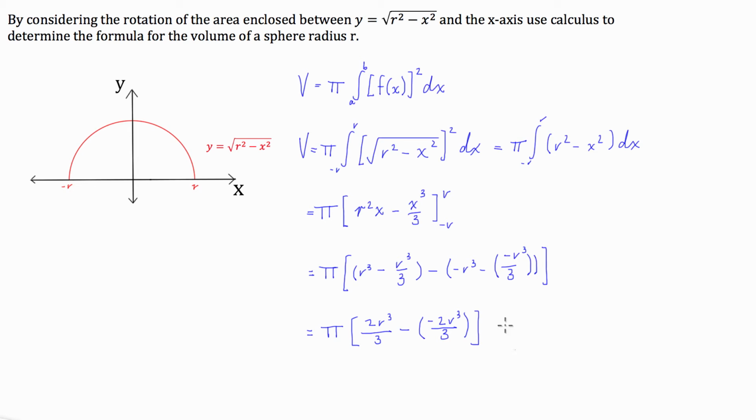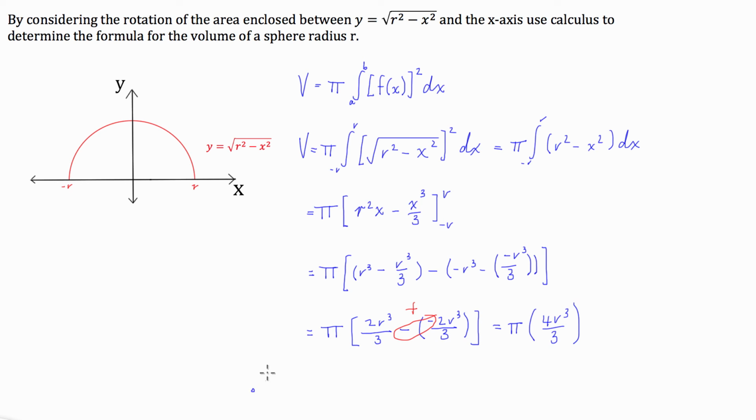And you can probably see where this is going now. This is going to be equal to pi times 2r cubed over 3 minus negative 2r cubed over 3. It's a bit of a mouthful. These here turn into a plus, and we're left with 2r cubed over 3 plus 2r cubed over 3, which is 4r cubed over 3.